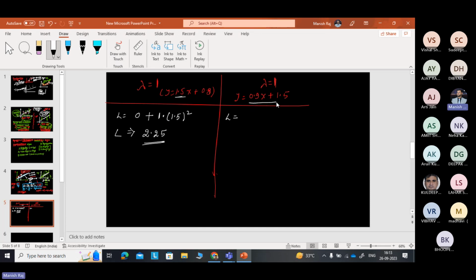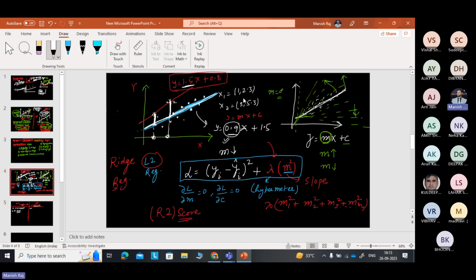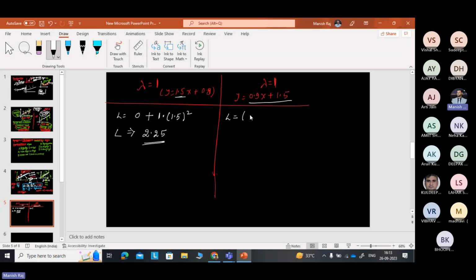Find the loss for this equation. Now the value of x, you can see here, is 1. If you find this for the first equation, first I am writing the equation, that is (2.5 - 2.3 - 0.9 × 1.5)² + (5.3 - 2.7 - 0.9 × 1.5)². Then I will write 0.9 square.